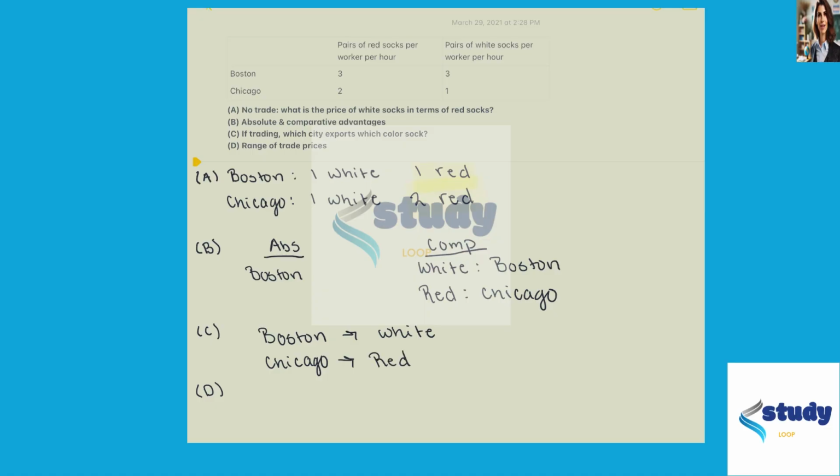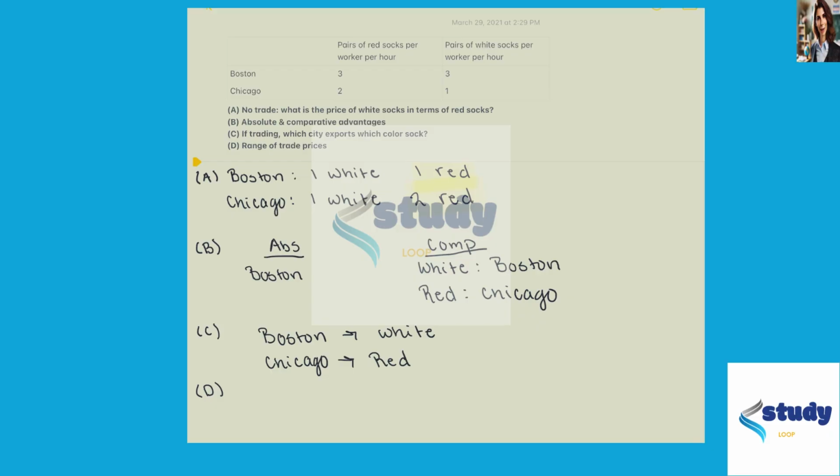Now, part D is asking us just to find this range of trading prices. And essentially, that's just the range of our opportunity costs, actually, because neither is going to want to take a loss on their trading. So they're only going to trade at a cost which is equal to or less than their opportunity cost because they want to earn something back. They need to gain somehow.